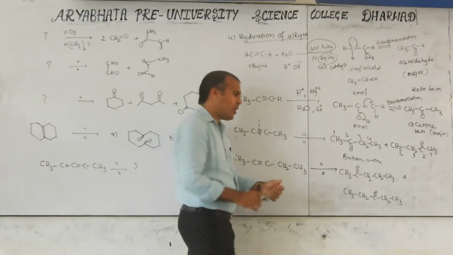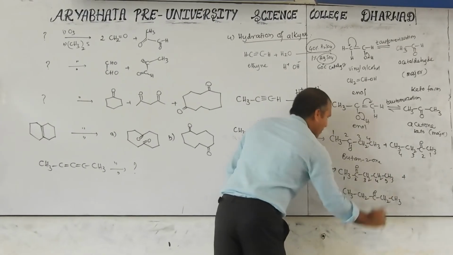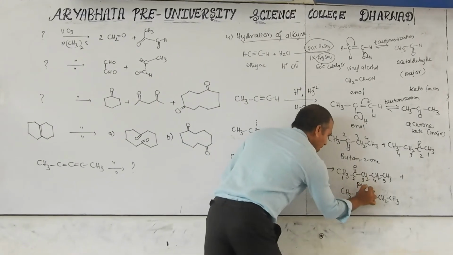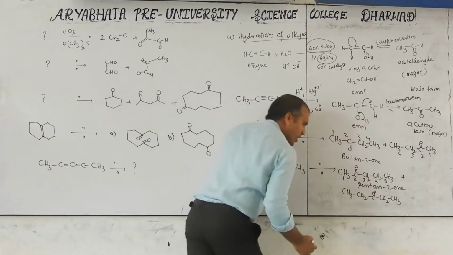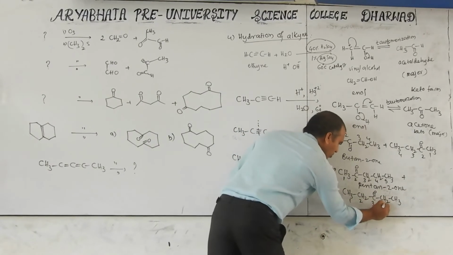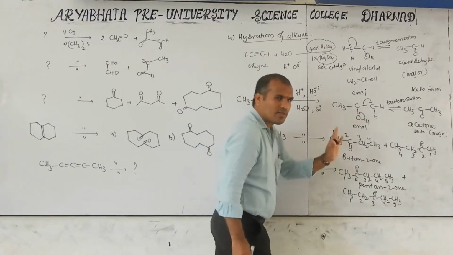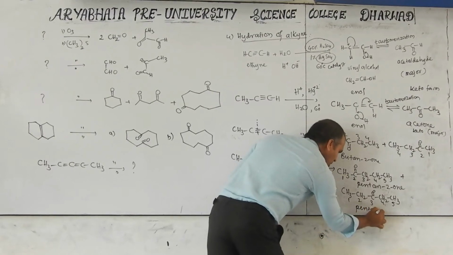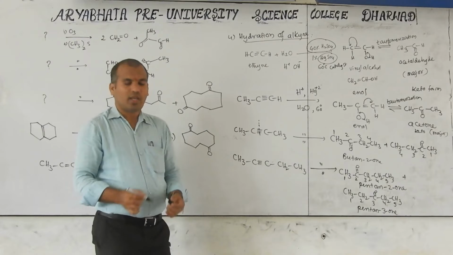Compulsorily we have to check the name. 1, 2, 3, 4, 5. Its name is pentan-2-one. Pentan-2-one, numbered 1, 2, 3, 4, 5. Right to left is also the same numbering, and left to right is also the same numbering. That is what is called pentan-3-one. Both are different. That's why E.